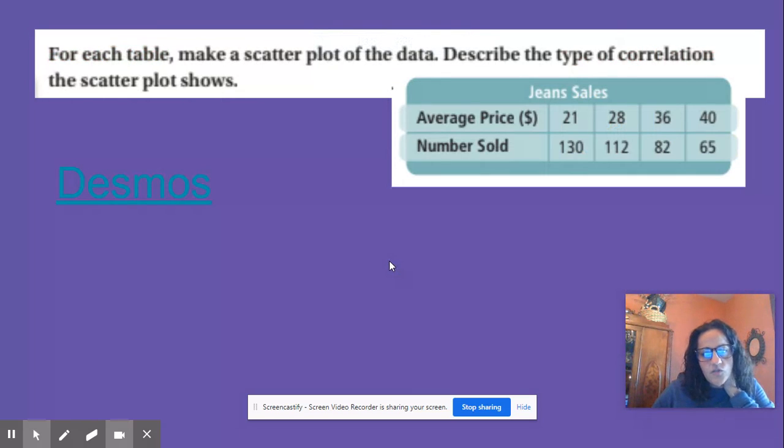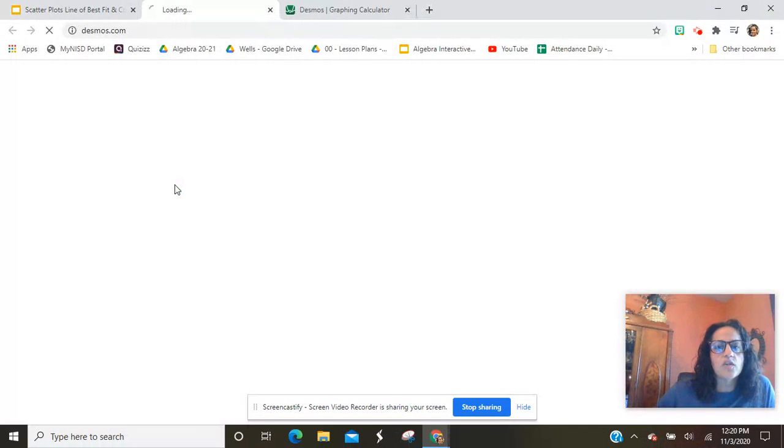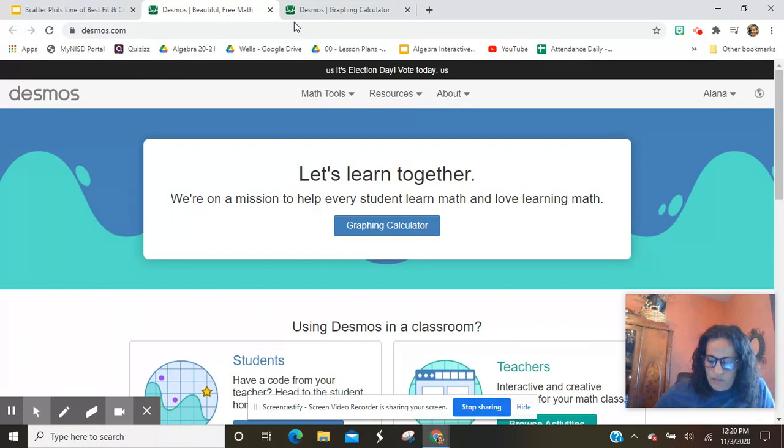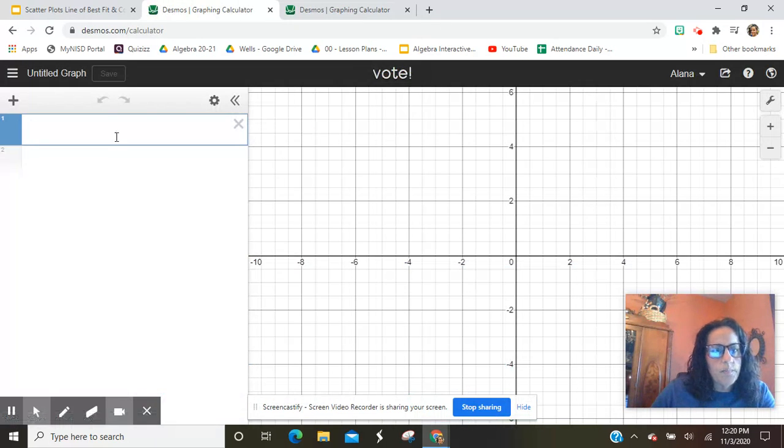This one here. So it says for each table, make a scatter plot of the data, describe the type of correlation. So we can actually graph this data. So I am going to create my table.